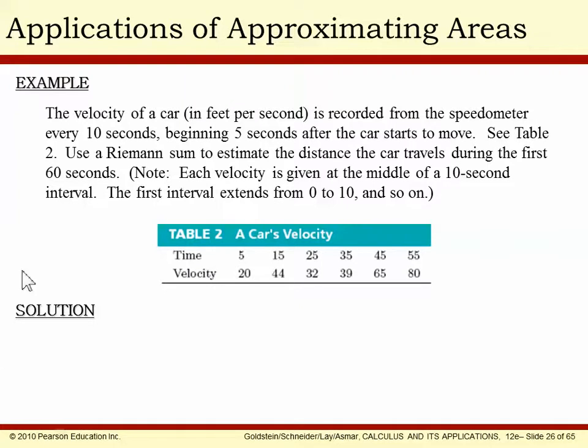So we're going to use this chart over here where you're going to see the time is going to be our midpoint, and the velocity here is going to be how fast the car is going at that time: 5, 15, 25, and so forth. Okay, so let's take a look at that.